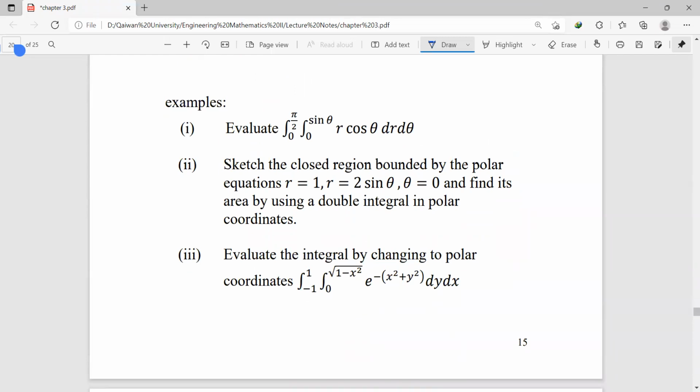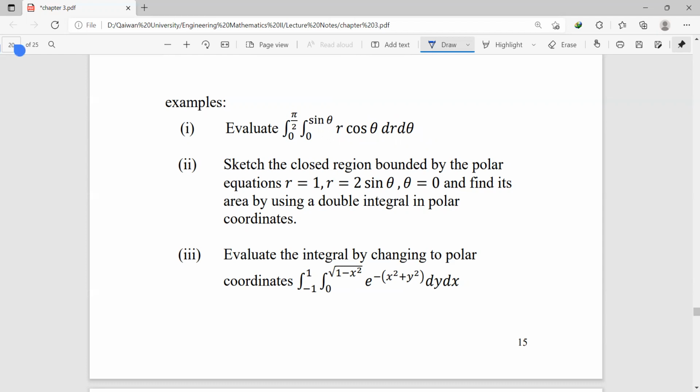Here we have given these three examples. We try to solve these three examples. For the first one, it says evaluate this double integration. We have given a double integration, r cosine theta dr d theta. So f of r and theta is cosine theta, and it's multiplied by r dr d theta. So you get r cosine theta dr d theta. Here, r is from 0 to sine theta. Theta is from 0 to pi over 2.